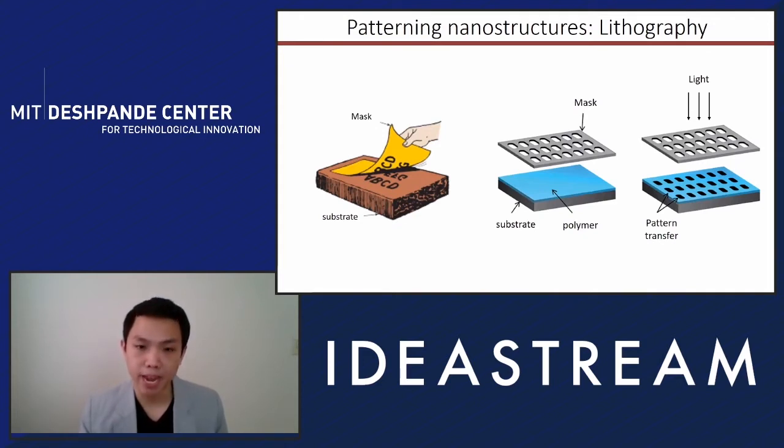In this case, you have a mask, a substrate, and on top of the substrate, you coat it with a layer of polymer. When you shine light onto the polymer through the mask, regions of the polymer which are exposed to light gets washed away. In the next step, if you deposit materials onto your substrate, materials are only deposited in the regions of the polymer which has been washed away. And that's how pattern transfer works in lithography in the semiconductor industry.